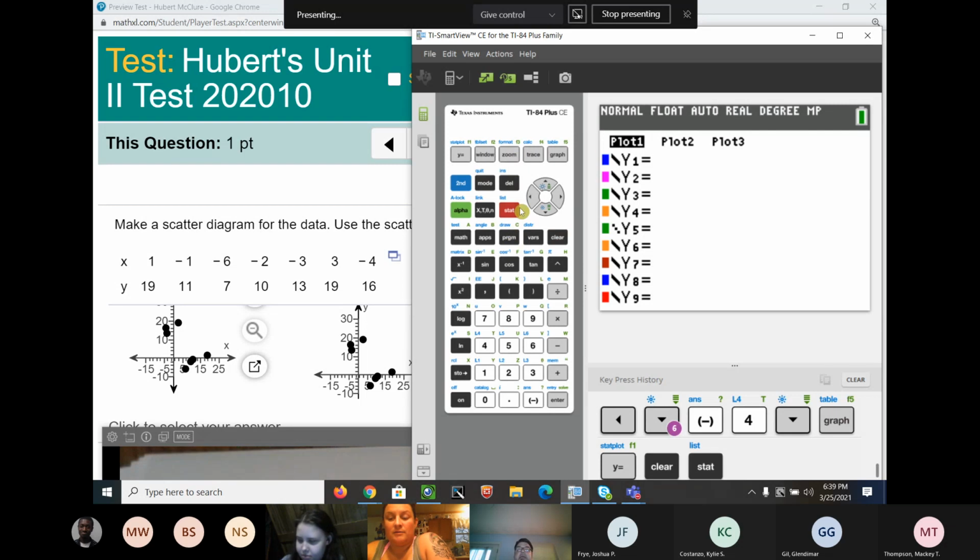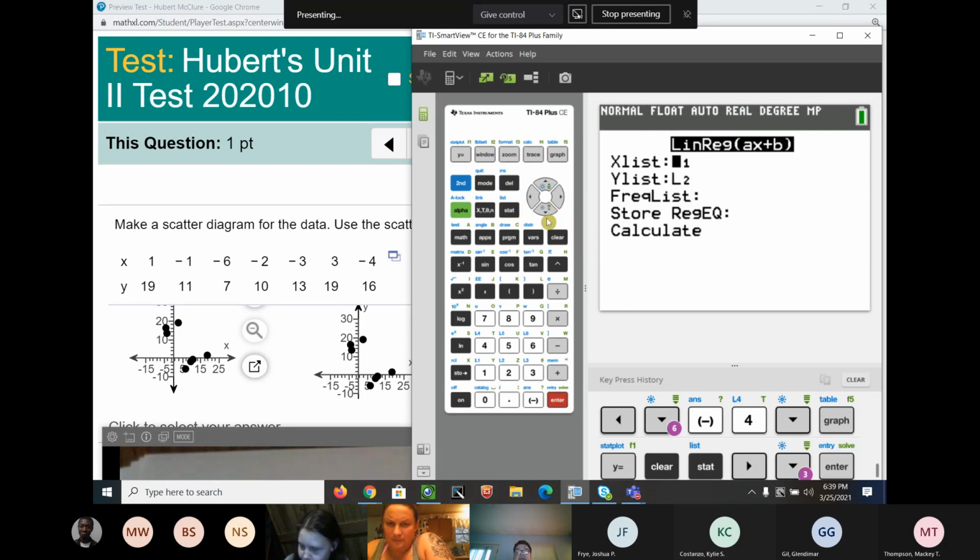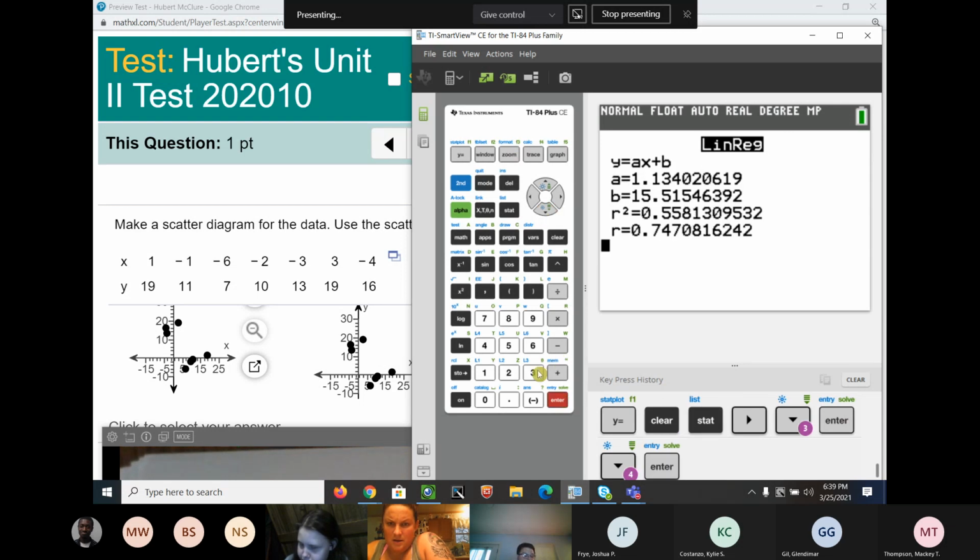Okay. So now let's redo our R. Stat, calculate. Let's write down the correct answer because mine was wrong. Y'all do realize it's aggravating to type in your stuff with a calculator using a mouse. Oh, so I was right the first time. Y is equal to 1.134x plus 15.5154, and R is equal to 0.74708.